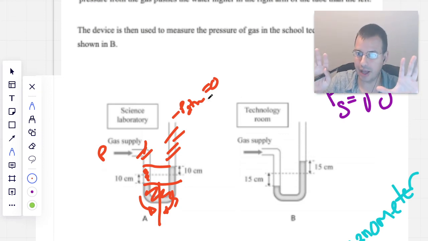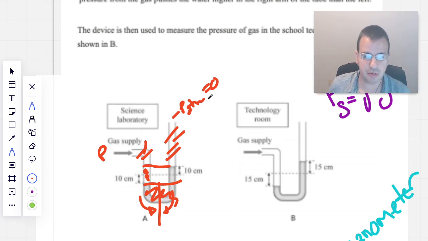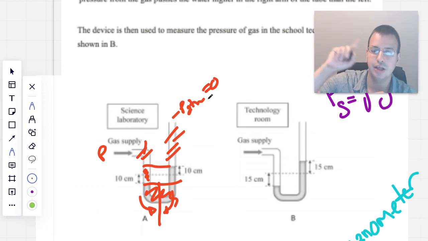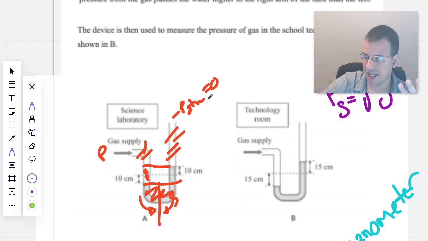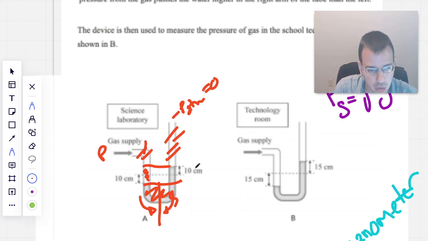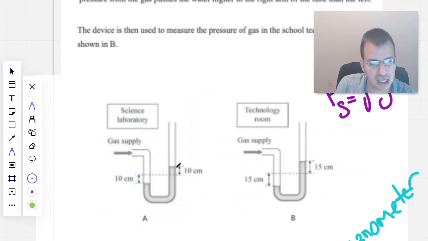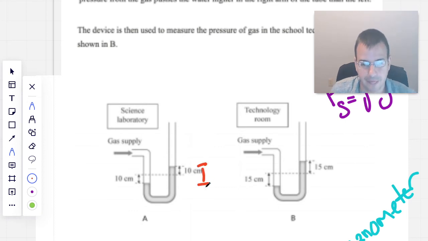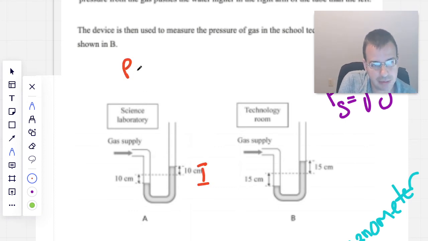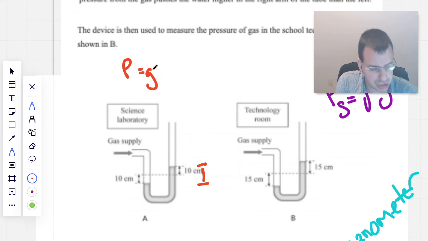It's not that the atmospheric pressure is 0. It's just that we're talking about the pressure of the gas supply in relationship to how much higher it is than atmosphere. So, long story short, all we care about is this 10 plus 10 centimeters, i.e. 20 centimeters of fluid right there. So the pressure in the science laboratory is rho g h.